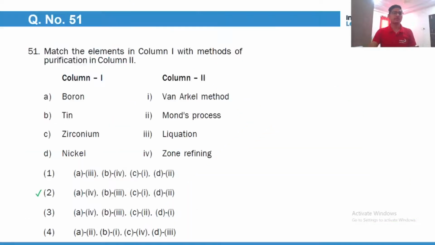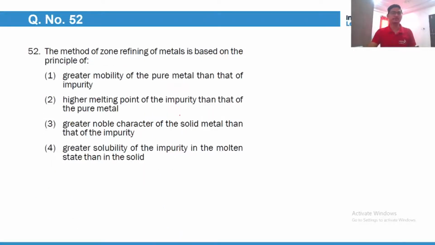So here is the first question. Match the following elements in column 1 with the methods of purification in column 2. The correct answer is option 2, right? Because boron is refined via zone refining and tin is refined via liquation because it is a low melting metal. Zirconium via Van Arkel method and nickel via Mond's process.